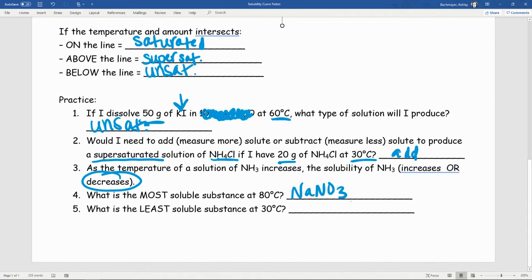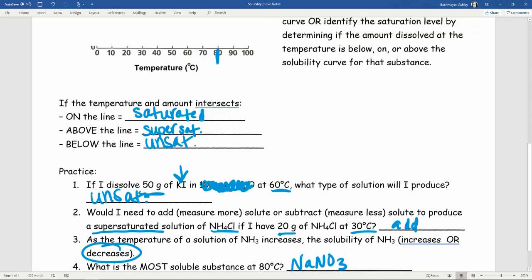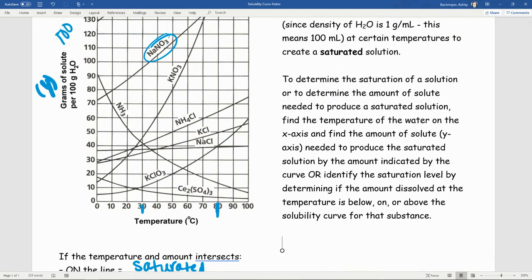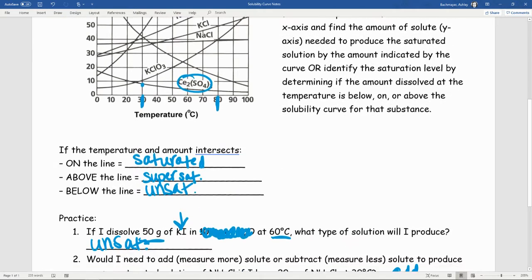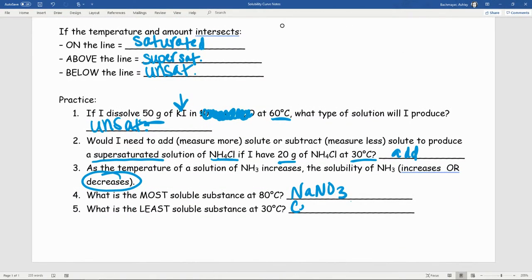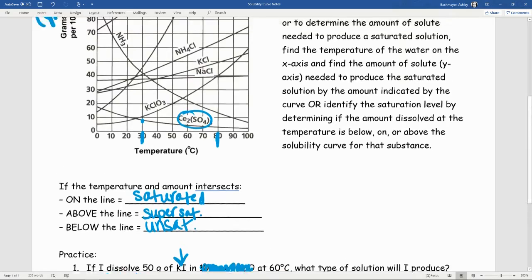Okay, question 5, we don't actually need to erase, so I'm not going to. Question 5 says, what is the least soluble substance at 30 degrees Celsius? So now we're down here. We want the least soluble substance. Because we want the least soluble substance, that means it's not going to dissolve very much at all. So we're going to start at the bottom of the graph. The first one we're going to run into is right there. That's the first line we cross, and that is going to be the cesium sulfate, Ce2(SO4)3.